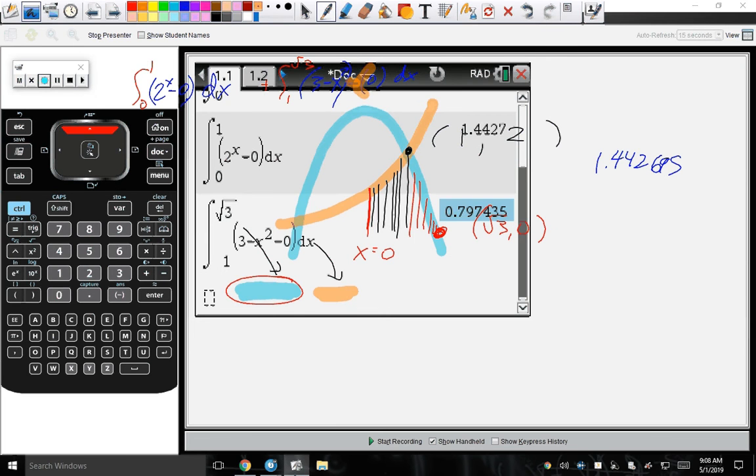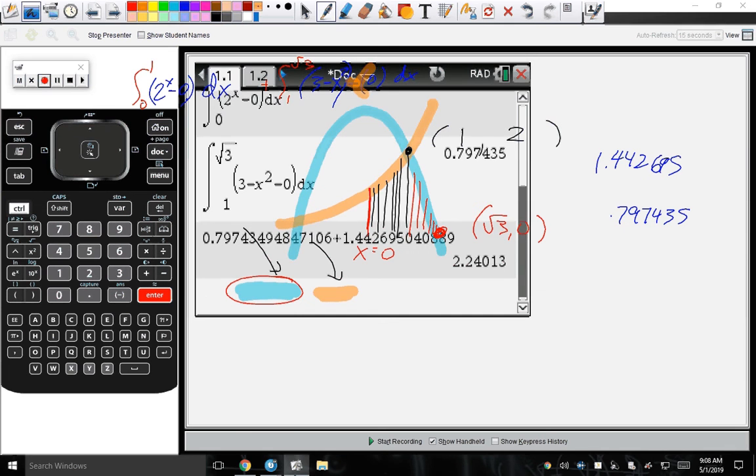Alright, so this one is 0.797435. So on the calculator, I just probably control C this, or just copy it, and I would say this plus this, and I would write 2.240. There's my area.